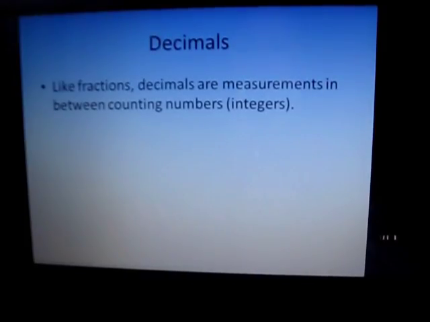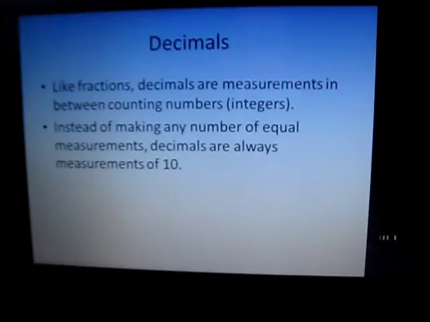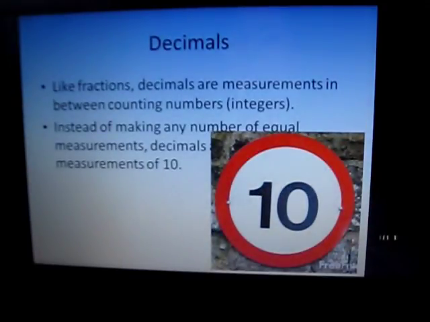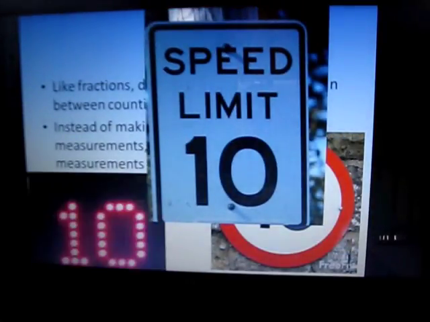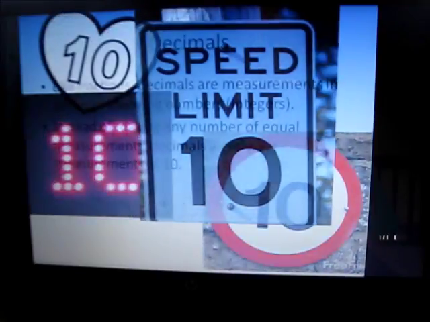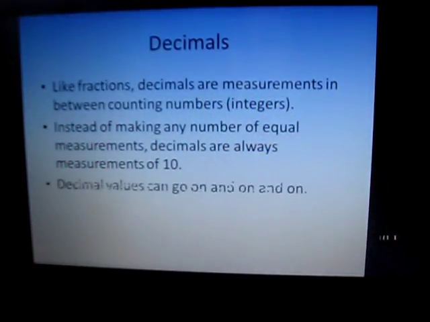Decimals, like fractions, are measurements in between counting numbers or integers. Instead of making any number of equal measurements, decimals are always measurements of 10. Decimal values can go on and on and on.